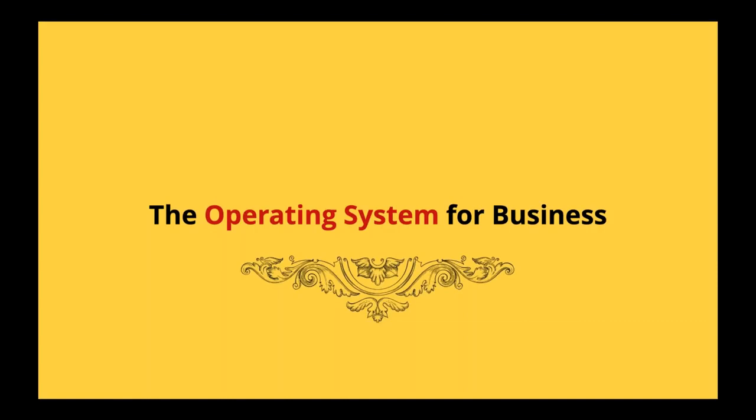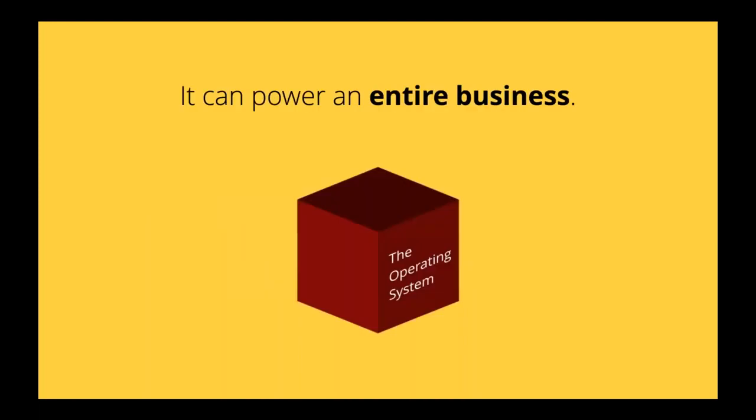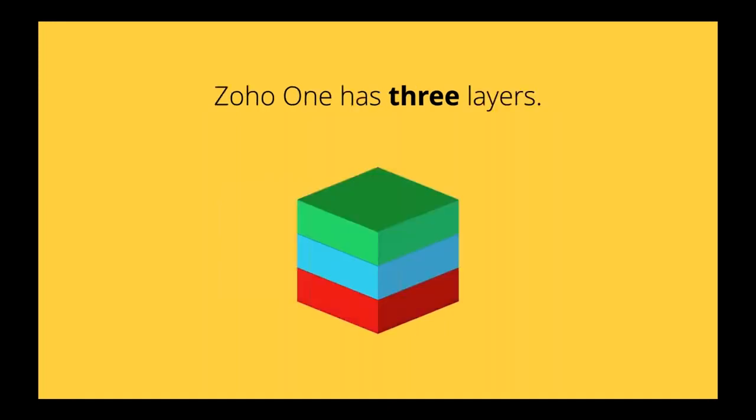So we refer to Zoho One as the operating system for business. The idea behind this is it can power an entire business, right? Whatever you're doing within your business, we have something that can help you run it. And in fact, if at some point you decide you want to run your whole business on Zoho One, our goal is to have something that is entirely capable of that, right? So we tend to think of this as being in three distinct layers.